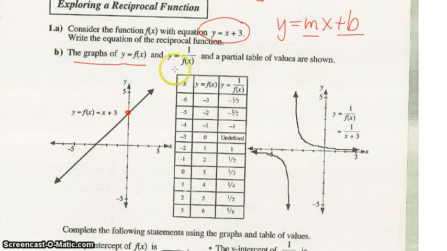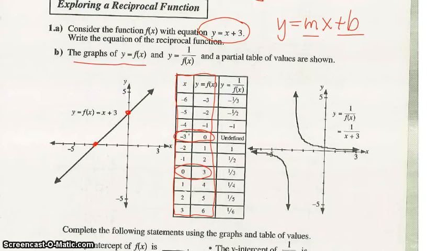If you make a table of values, this is what you're going to get. The y-intercept is here, (0, 3), right? And then where is the x-intercept? The x-intercept is here, which is (-3, 0). So everything is good. Now let's take the reciprocal of this function.